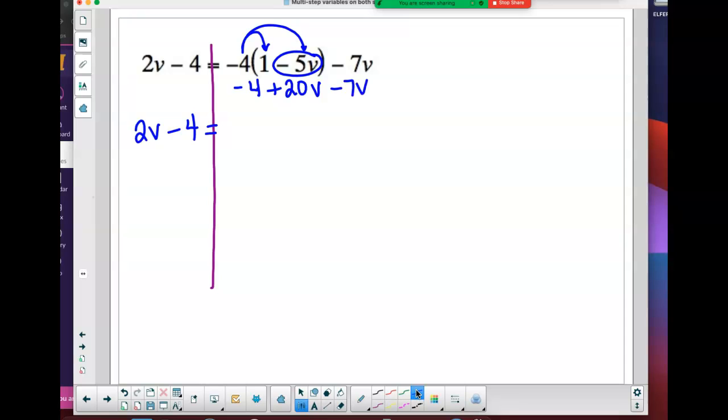Okay, now I combine. So I have negative 4 plus 14v. We're good?